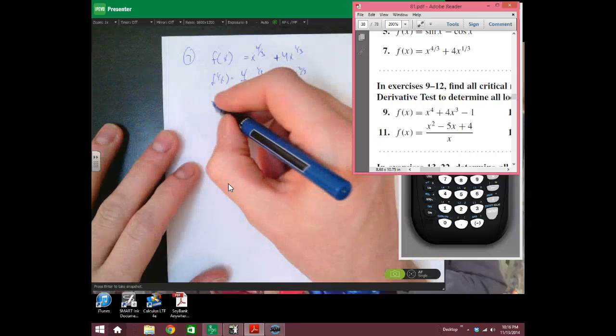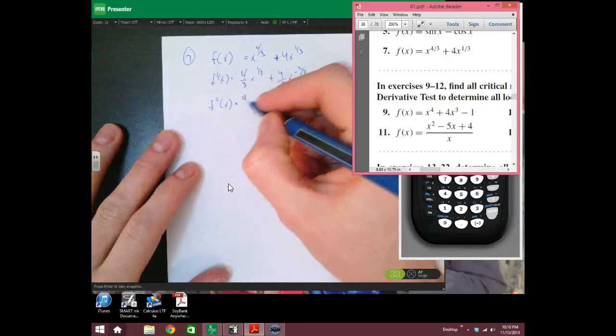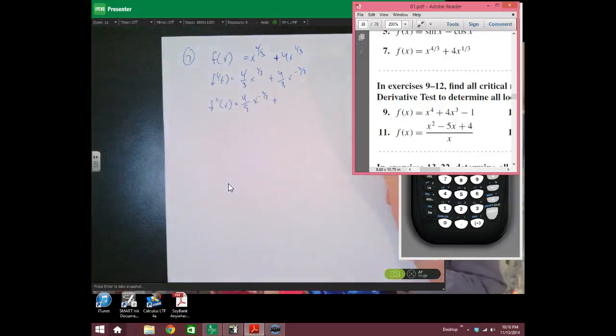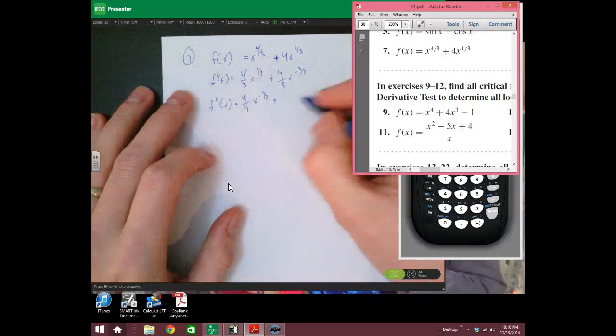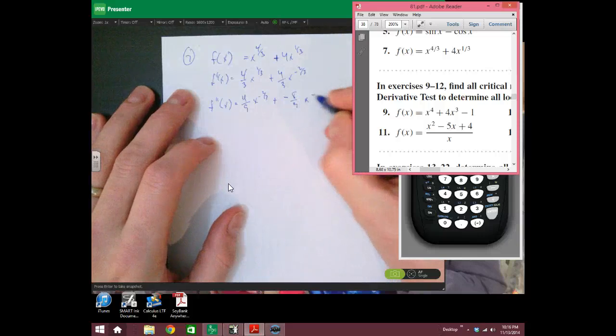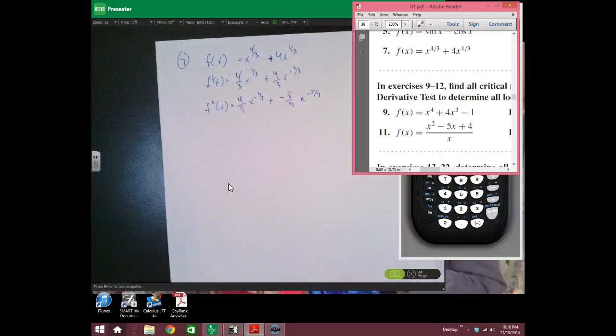And the second derivative is f double prime of x equals 4/9 x to the negative 2/3 plus negative 8/9 x to the negative 5/3. Now there are two ways you can approach this to find the second derivative for the solving part, because that's really like 90% of the issue for this one is the solving.